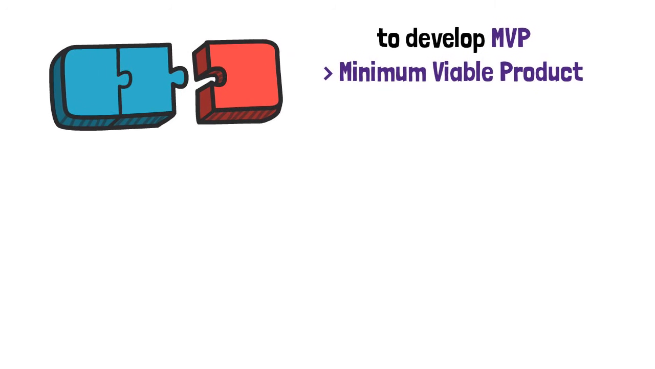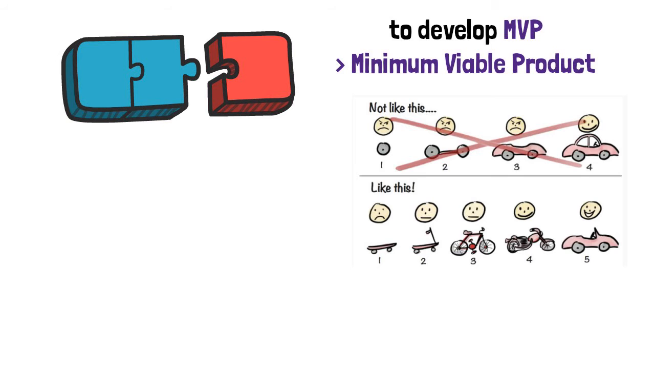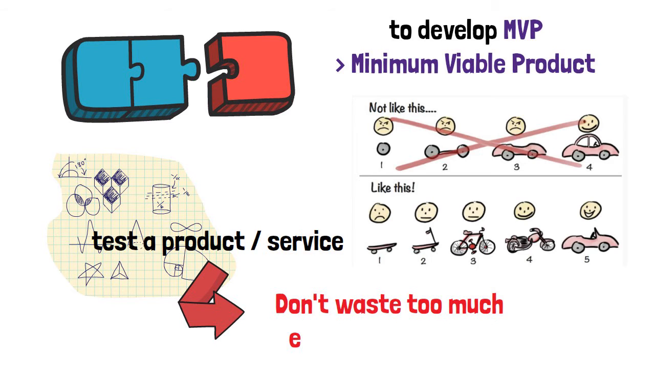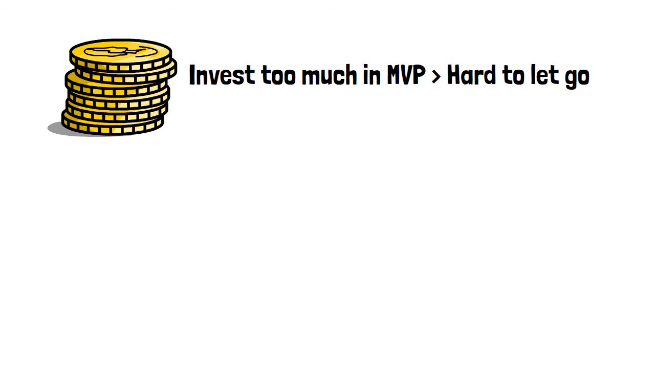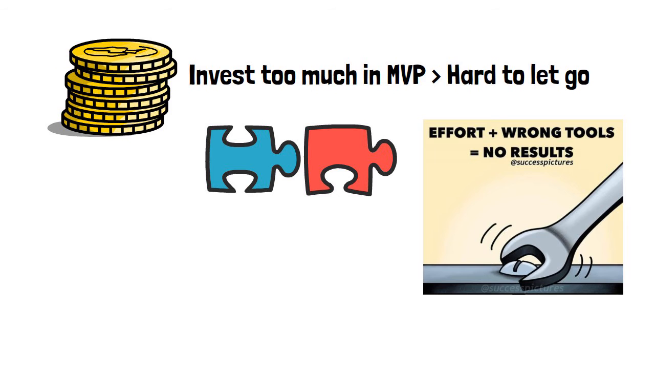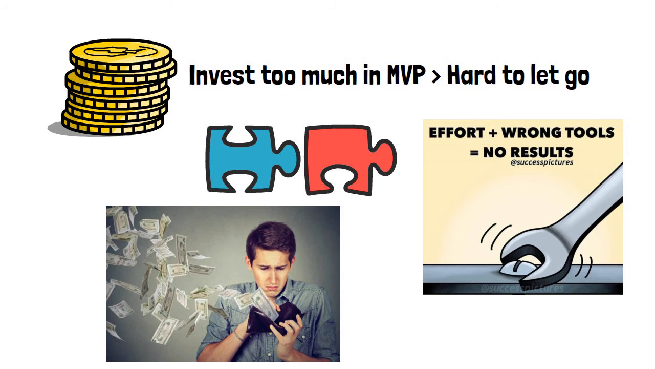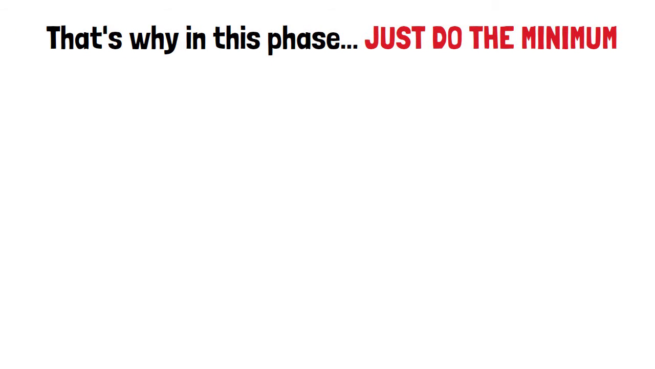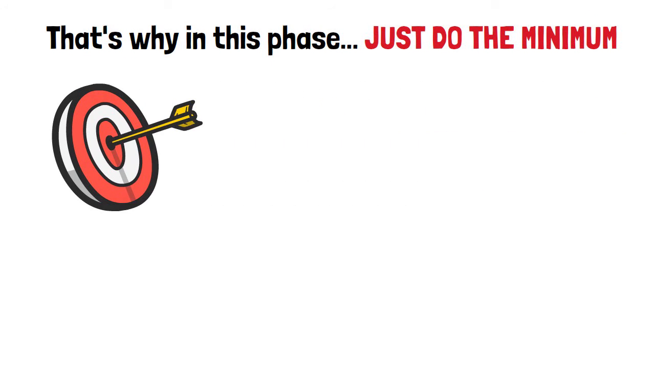Okay, what is the fancy name? It is just minimum viable product, or basically just a test product or service. In this test, we do not want to waste too much effort and resources. When you invest too much in the MVP, it's very hard to let go, and even though the product might not be the right solution, it's still hard to let it go after so much effort invested in it. That's why in this phase, just do the minimum. The goal is to fail fast and cheap.